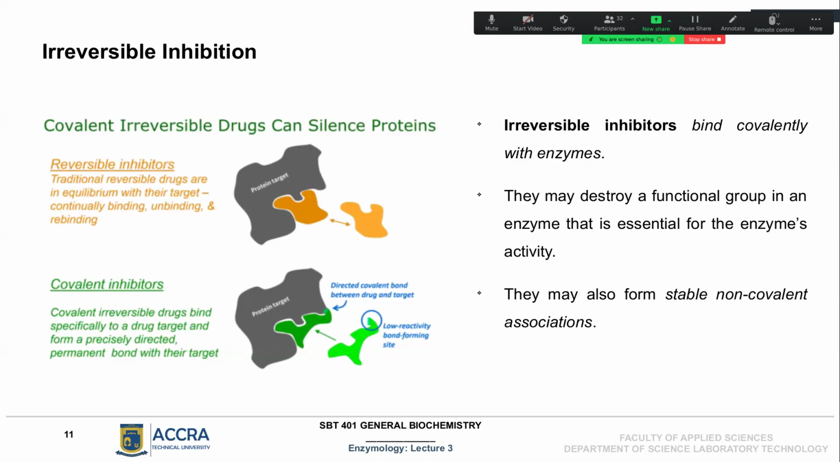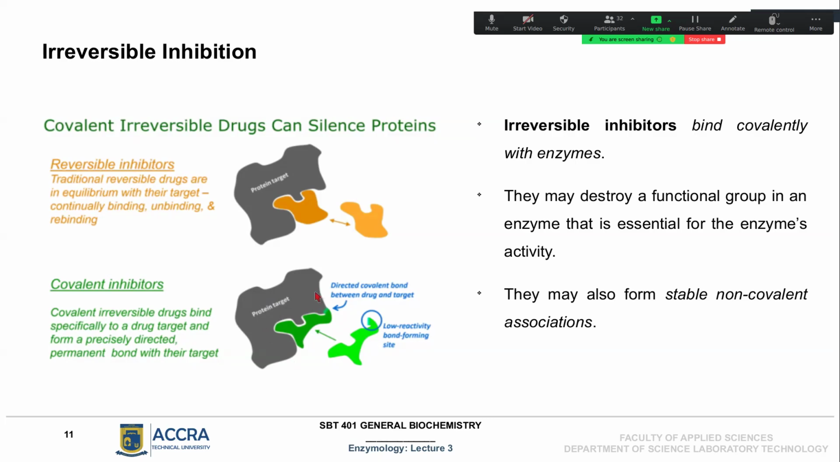But for irreversible inhibitors, irreversible inhibition, you have an inhibitor which binds so strongly with the enzyme that the bond that is formed between the inhibitor and the enzyme is irreversible. It cannot be undone. So usually you have such bonding being some covalent bond which is formed.